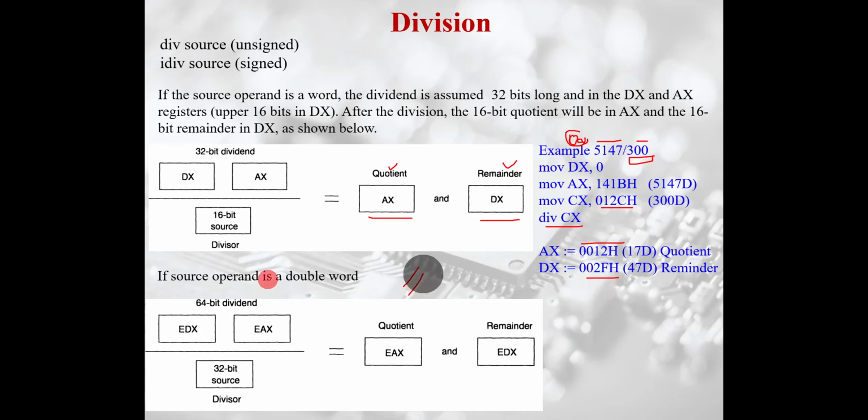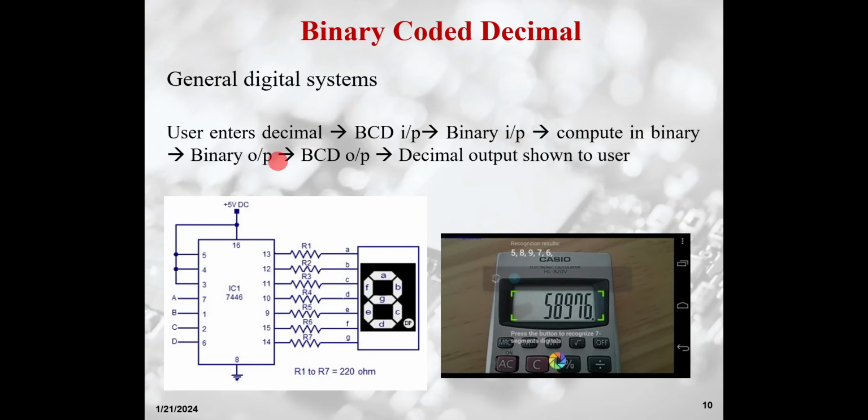Similarly, for a double word, you can specify in 80386 a 32-bit source also, and by default this will be taken for division. So before that we need to preload the dividend into these two registers, and the quotient and the remainder will be available in EAX and EDX. So this is how that division happens, right?